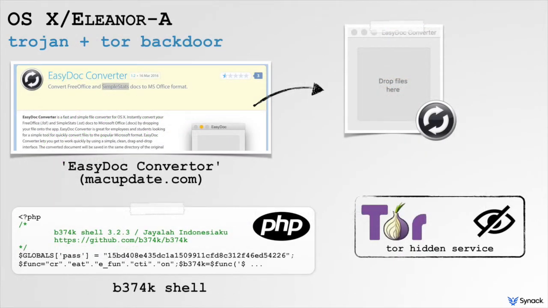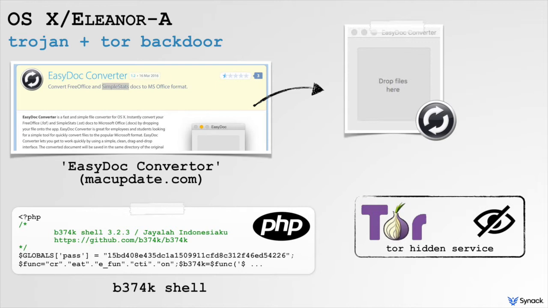Now, a more recent sample is called Eleanor. This was discovered last July by Bitdefender. Eleanor is distributed outside the Mac App Store, so via the internet. Basically, what the attackers did is they found an abandoned application called Easy Doc Converter and created a new version of this that had some malicious capabilities. Basically, it was Trojaned. They then uploaded this to a very common app website called macupdate.com.